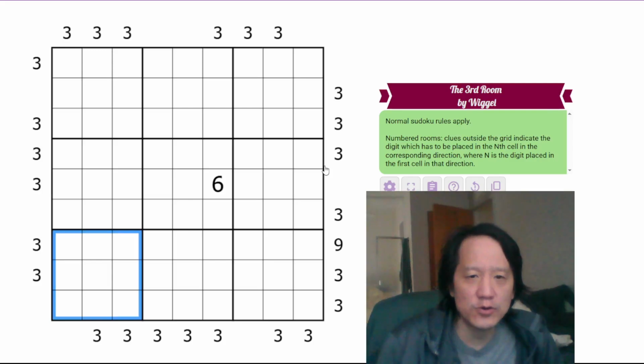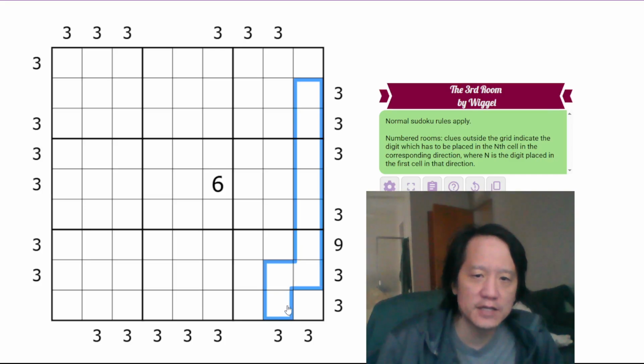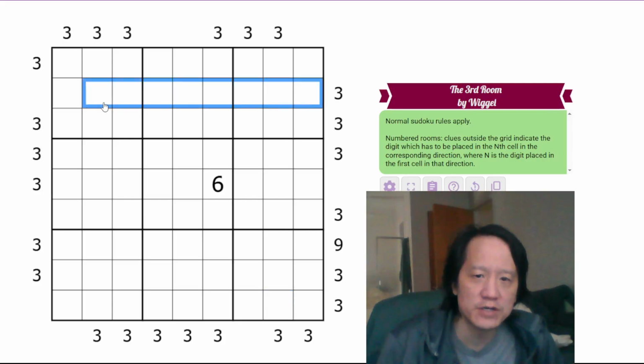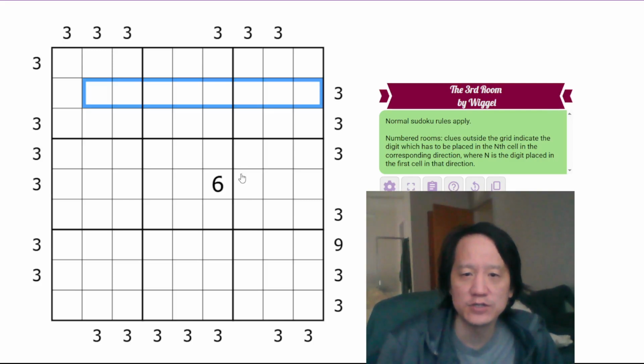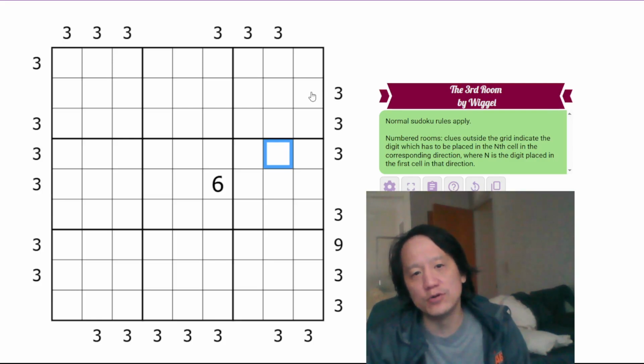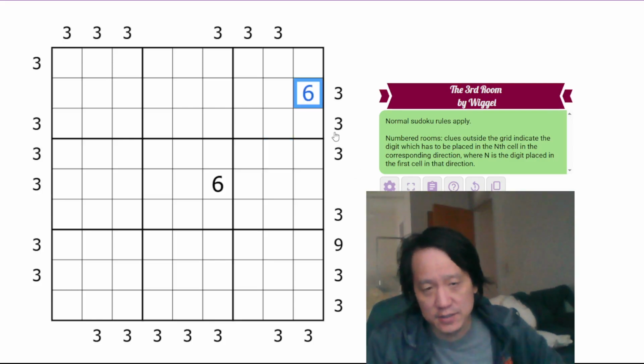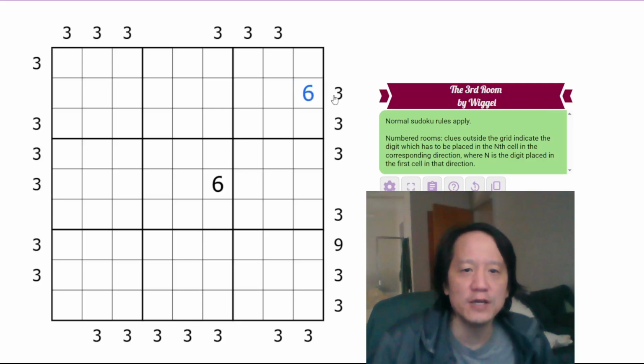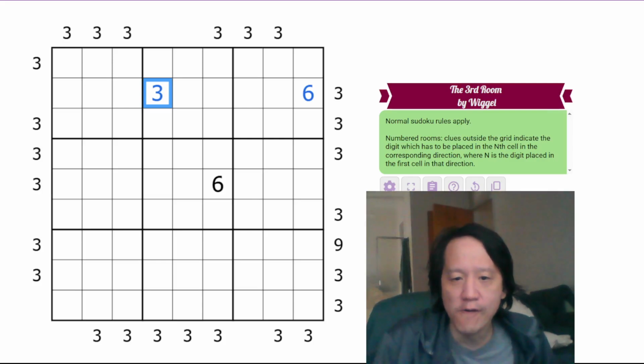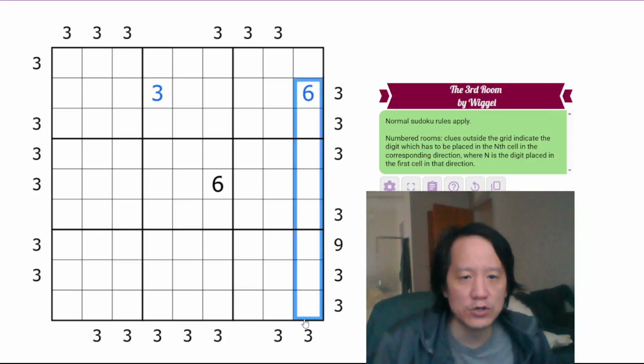And we have numbered rooms clues, where clues outside the grid indicate the digit which has to be placed in the nth cell in the corresponding direction, where n is a digit placed in the first cell in that direction. So, for example, if this were a 6, that would mean that the 3 has to be placed in the 6th cell in this direction. So that would force this to be 3. And that works with all the 3s that are outside. There's also one 9 outside.